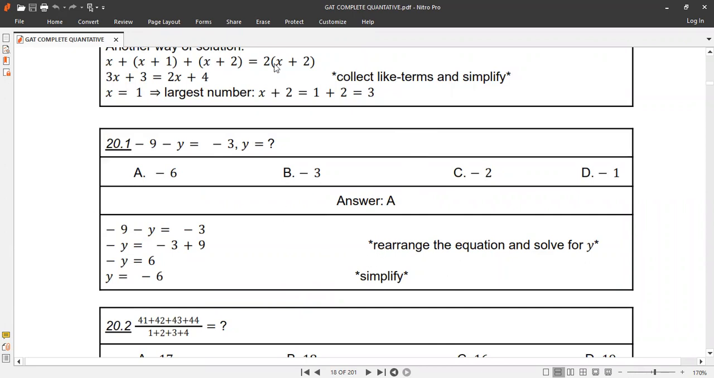Here, another question. 41 plus 42 plus 43 plus 44 over 1 plus 2 plus 3 plus 4. Here, directly, 1 plus 2 plus 3 plus 4 equals 10.